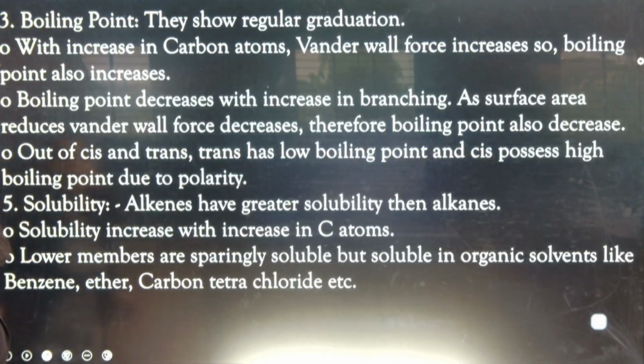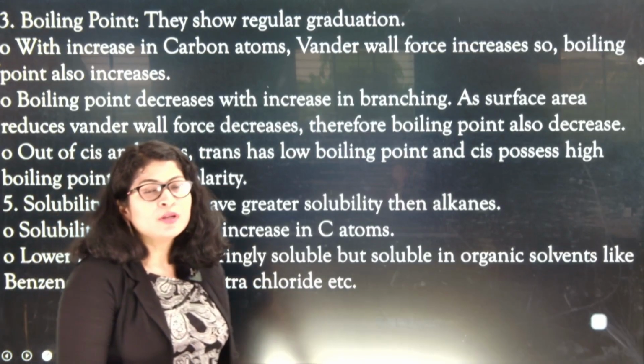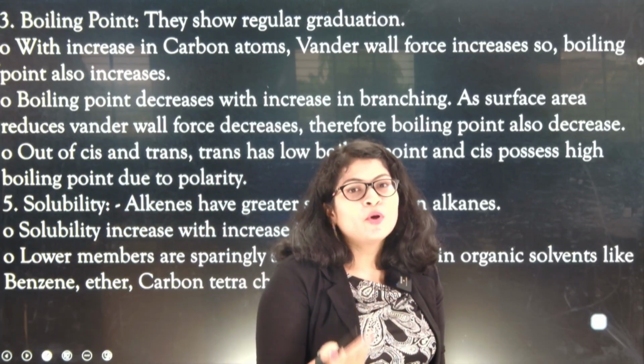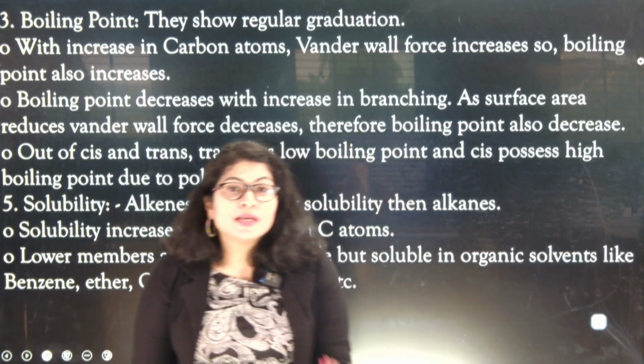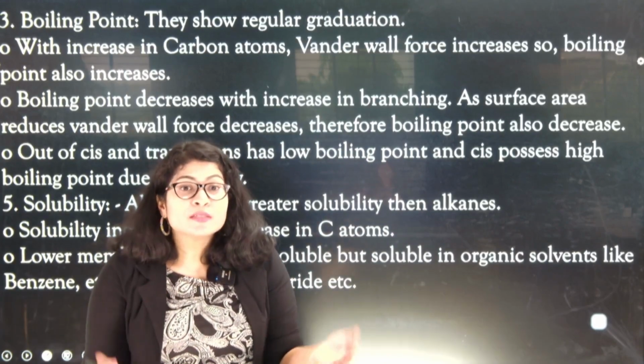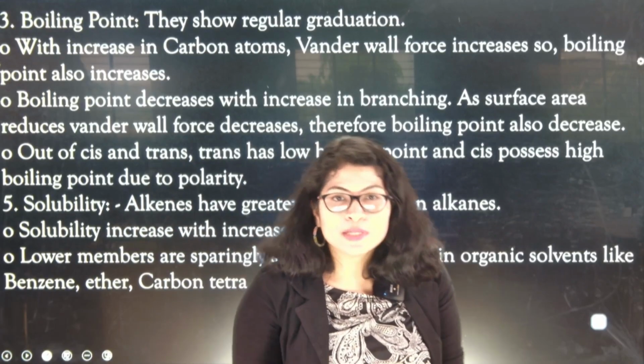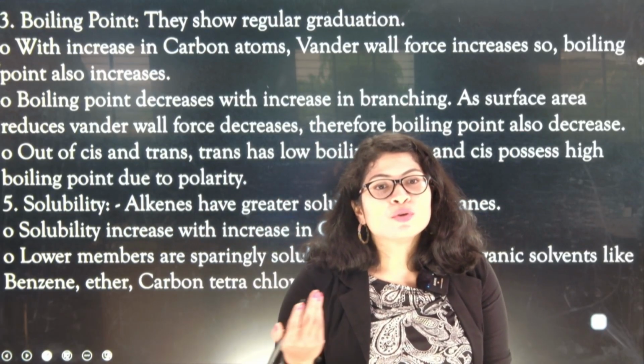Now next is boiling point. They show regular gradation: with an increase in carbon atoms, van der Waals force increases, so boiling point increases. Boiling point decreases with an increase in branching. Why? Surface area decreases. As surface area reduces, van der Waals force decreases, therefore boiling point also decreases.